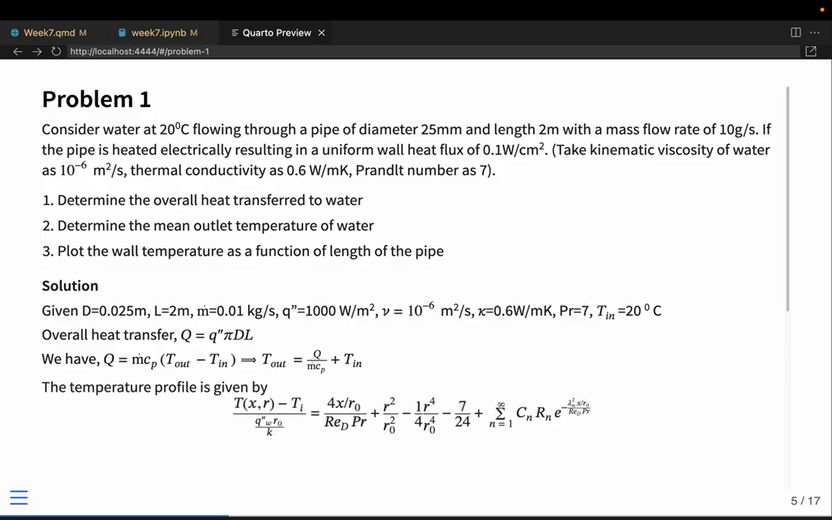And the next important question is determining the wall temperature as a function of length of the pipe. So this is the temperature expression that is derived in the lecture videos. Using this expression, we are interested in finding out the wall temperature profile. So how will I get the wall temperature profile?